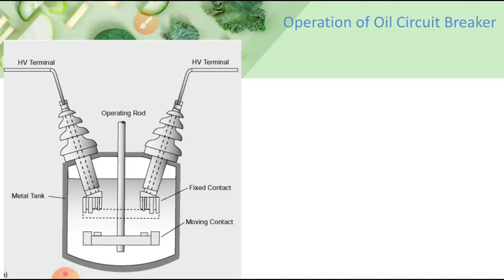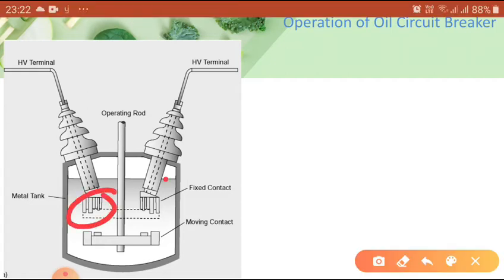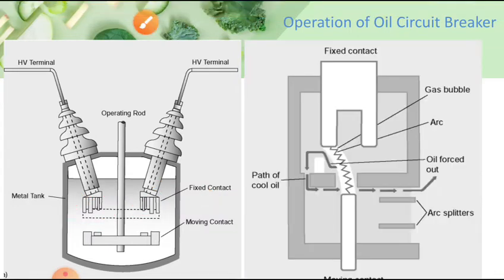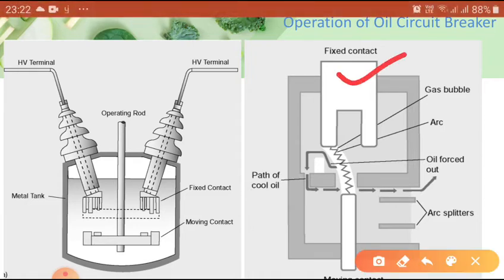Now you can see one figure. This is the HV terminal incoming and the HV terminal outgoing, with the operating rod between, that is the moving contacts. Here is a double break system, with breaking here and here, and here are the arc control devices we are providing. You can see how the fixed rod and moving rod are arranged in this device. You can see the side figure. This is the one figure, where the fixed rod is this one and the moving rod is this one.